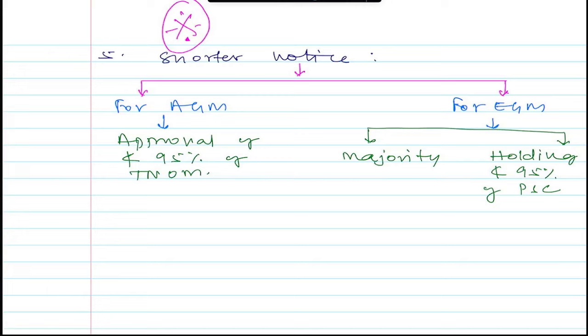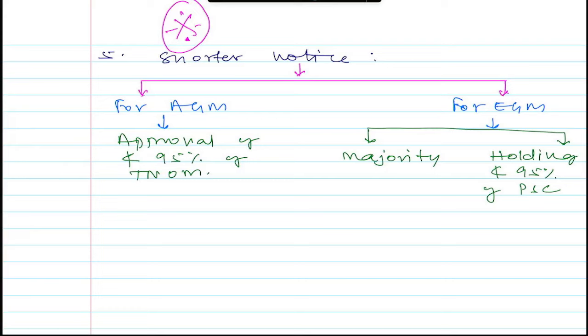What is the difference between the first one and the second one? First one is head count majority. Shares are irrelevant. The number of people in the company is what matters. If 1,000 people are there, 950 should say yes. That number should say yes, irrespective of capital held.